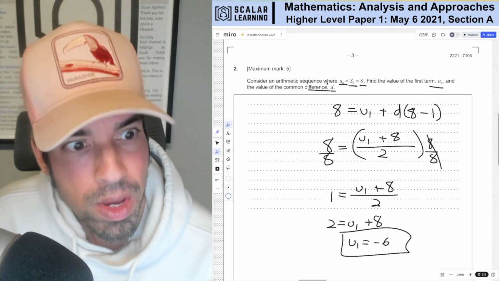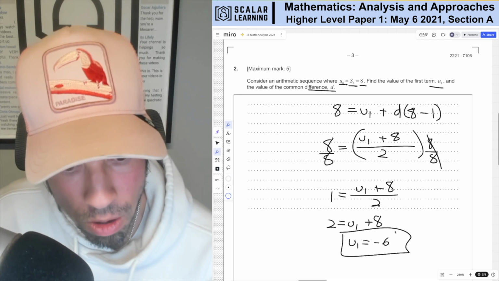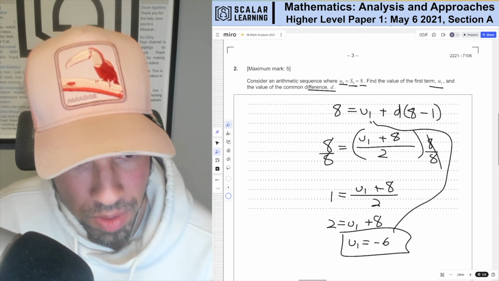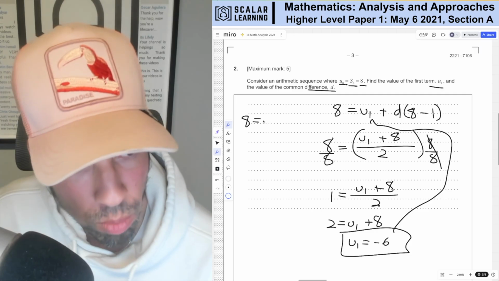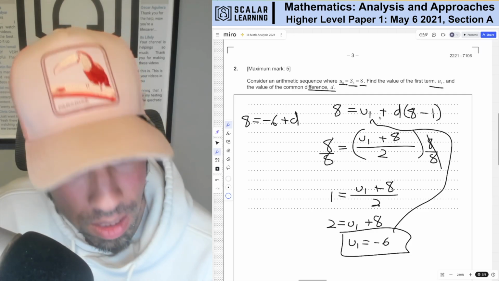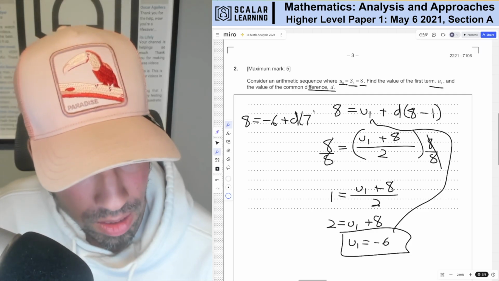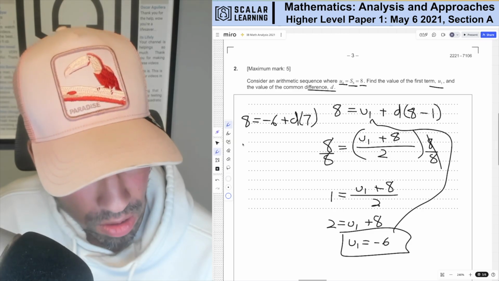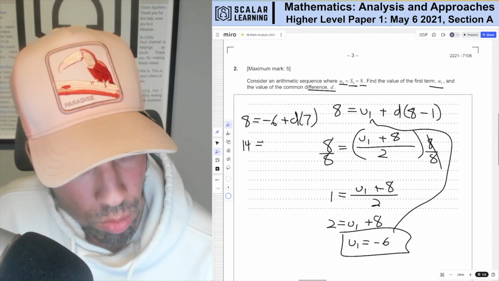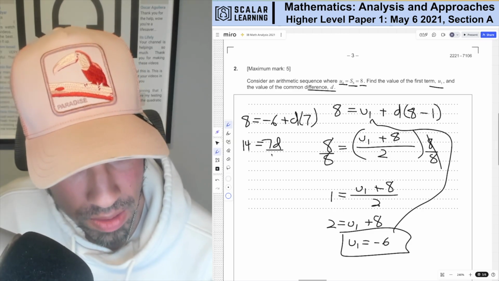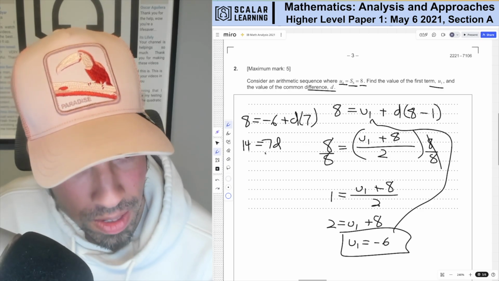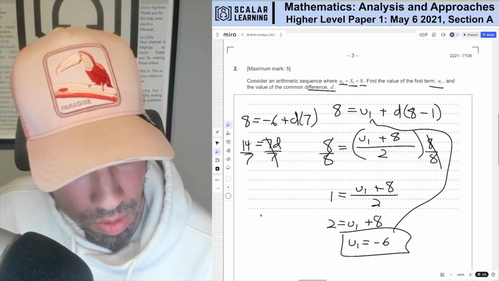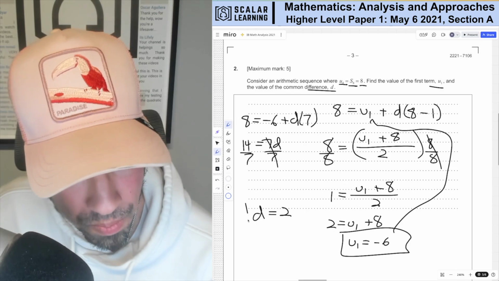All right, so we got the first part. It said find u1. Now we want to find the common difference. Well, now I can plug this in here, and then we can find the common difference. So I now know that 8 is equal to u sub 1, which is negative 6, plus d times 8 minus 1, which is 7. Now we're going to add 6 to both sides. We got 14 is equal to 7d, or d times 7. Last step, divide by 7, and we've got d is equal to 2. And then we got our answers.